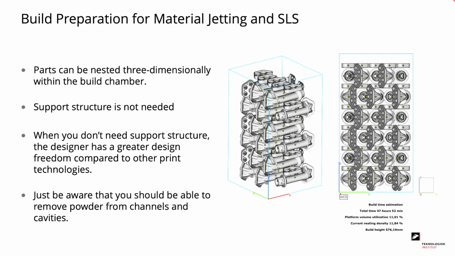Next, we will look at build preparation for material jetting and SLS, which is slightly different. Here, parts can be nested in 3 dimensions within the build chamber, and support structure is not needed. When you don't need support structure, you have greater design freedom compared to other print technologies. Just be aware that you should be able to remove powder from channels and cavities after printing.